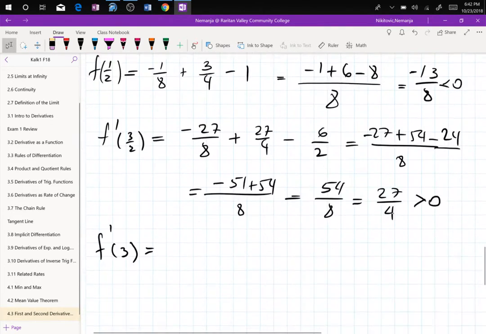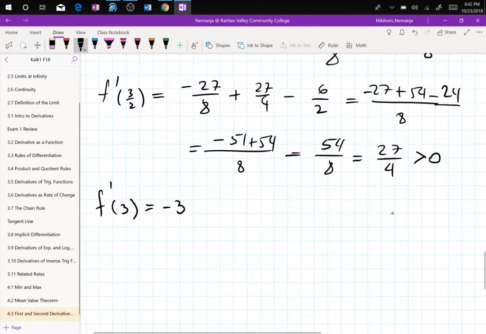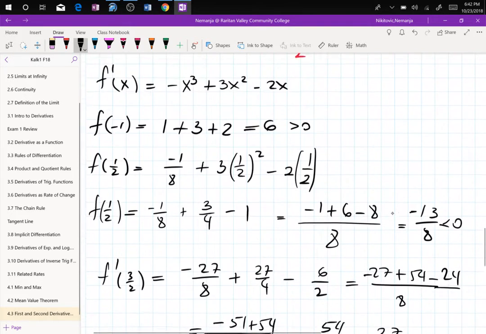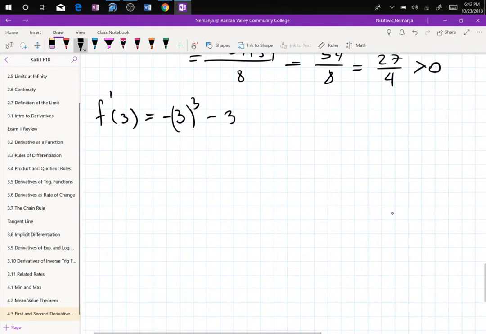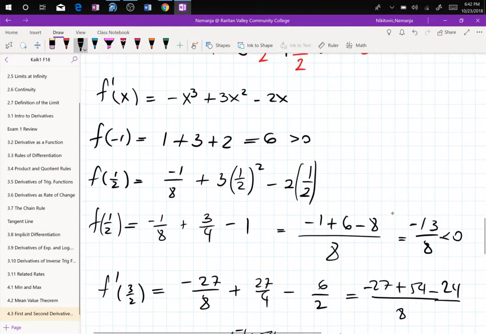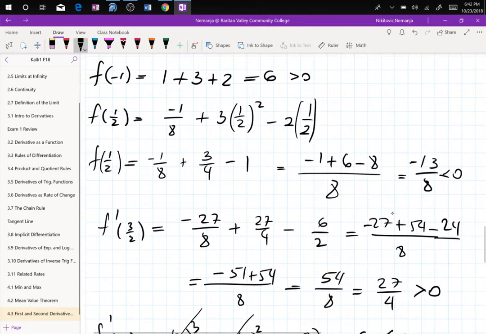So we have negative 3 cubed plus 3x squared, so that's 3 times 3 squared. And then what do we have at the end? Minus 2x, so minus 2 times 3. Do you see that these two drop right off the bat? We get negative 6, less than 0, so decreasing.